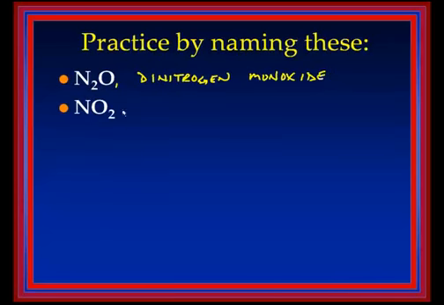NO2. Okay. I've got nitrogen again, but this time I only have 1. Now this is where I don't use mono on the first word. So just nitrogen. And then this time I have 2 oxygens. So dioxide. So nitrogen dioxide.